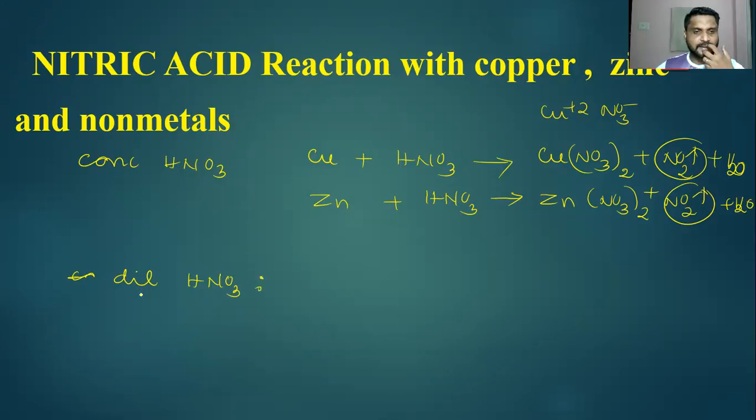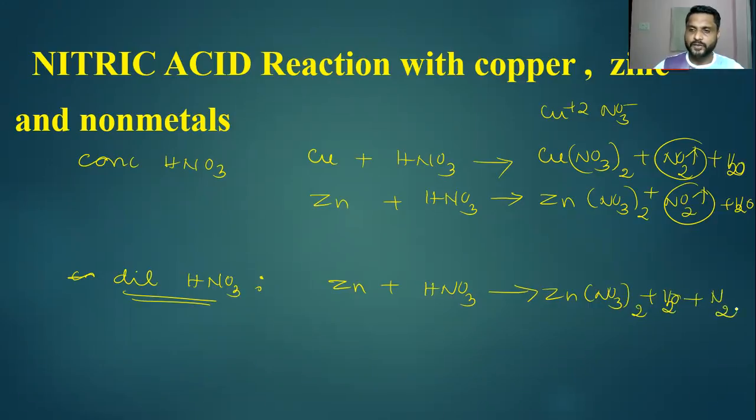Now, with dilute nitric acid, it depends on the type of the acid, dilute or concentrated, and also on the metals used and the reaction conditions. Now, zinc reacts with dilute nitric acid. It will give zinc nitrate as usual, plus water. But here we'll get nitrous oxide, N2O gas, liberated. Remember, all these are gases, NO2, N2O. Now, copper again reacts differently with dilute nitric acid.